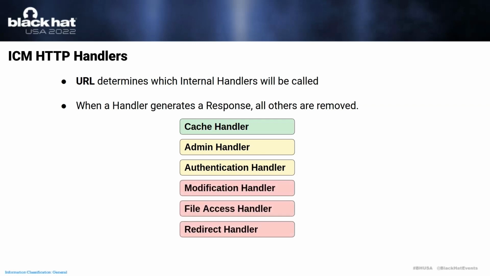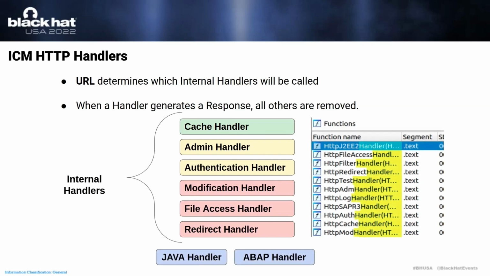Next, we have the modification, the file access, and the redirect handler, which are not really interesting because they are not present by default. They need to be set before the SAP system starts in a specific configuration file. And finally, we have the Java and ABAP handler, which are just handlers that will be used to forward the MPI pointers to the specific process. As you can see, there is a specific function for each of the handlers. There are also some other handlers, like the log handler, which is not quite interesting because it cannot generate a response, so we are not going to see that.